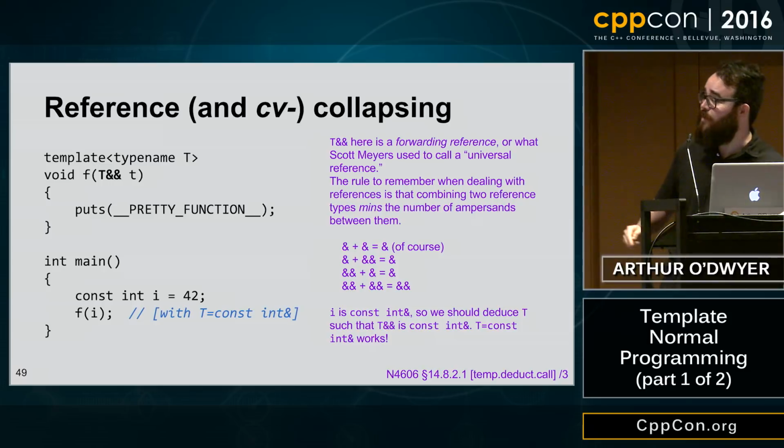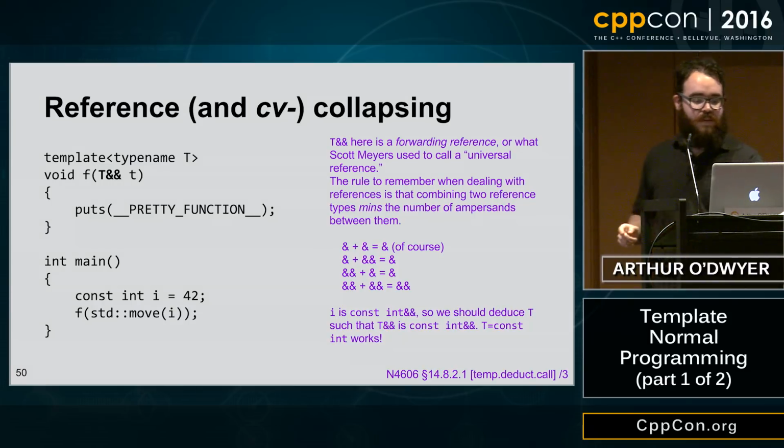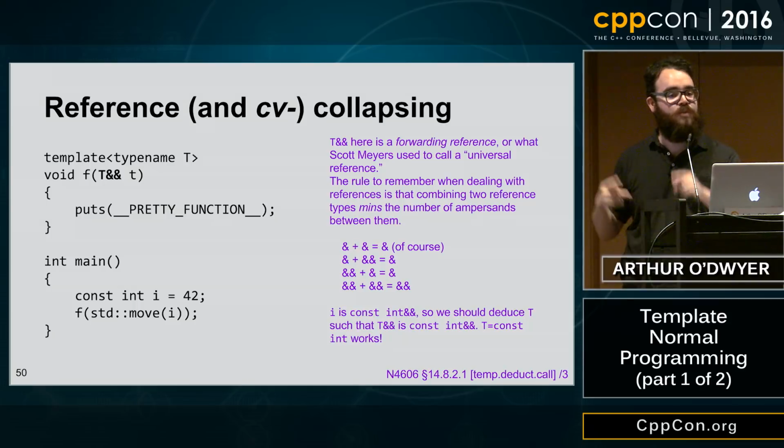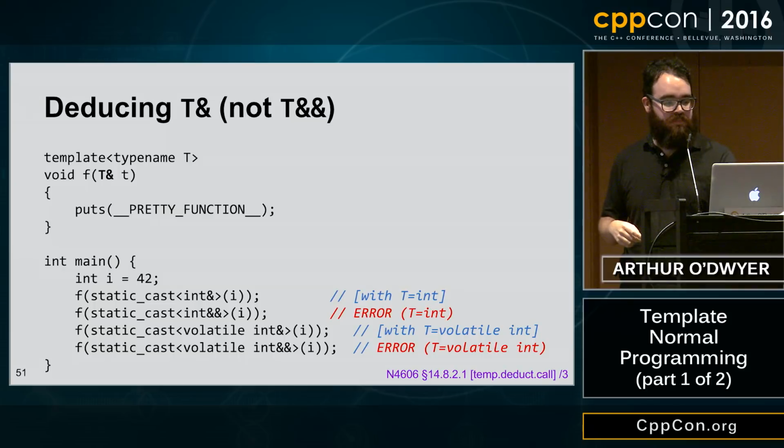T is const int ref. Do the same thing with std::move of I there. That's a const int R value reference. We should deduce T such that T ref is const int R value reference, and const int works fine. So that's what we have. We have f of const int is the answer for that one.